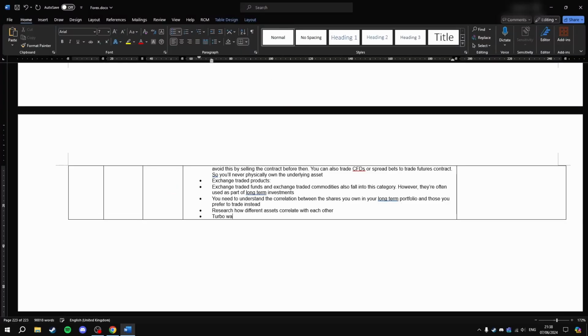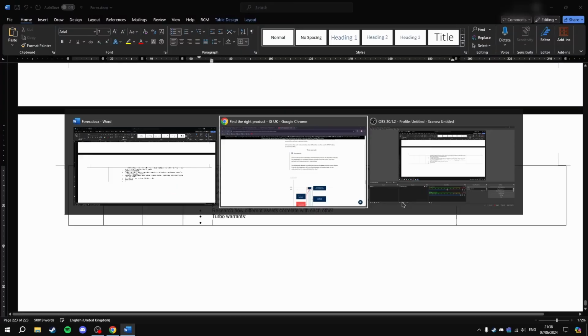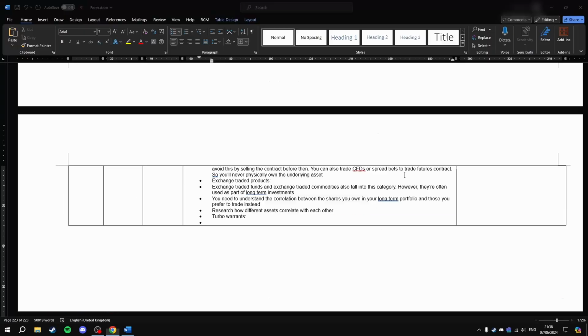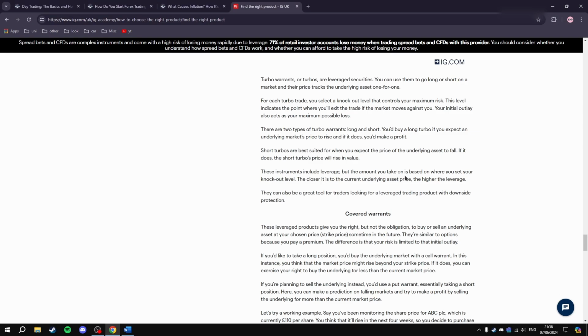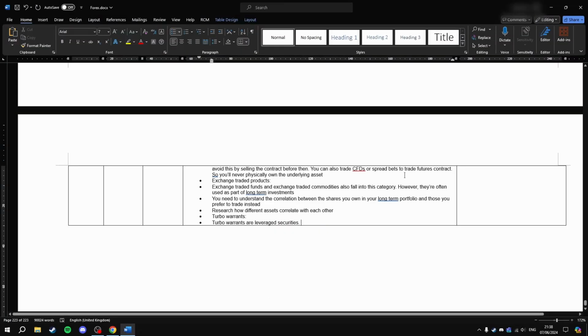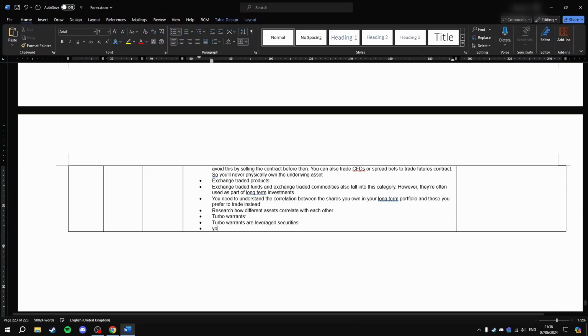Turbo warrants are leveraged securities. You can use them to go long or short on a market, and their price tracks the underlying market price 1-for-1.